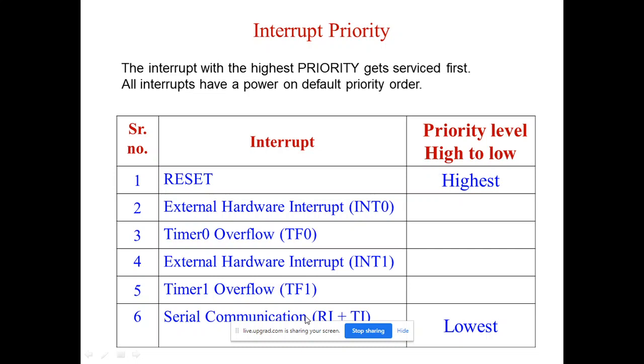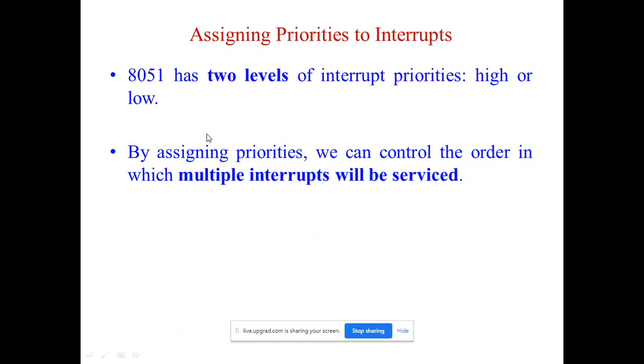At that situation, our programmer or customer wants to change the priority. This is the normal flow, but now I want serial communication to have the highest priority. Reset is by default the highest. No one can change that. For all other cases, we can change as per our problem statement. Reset is always the highest because it is non-maskable. No one can avoid that because it is a non-maskable interrupt. All others are maskable, means we can change the priority as per our problem statement.